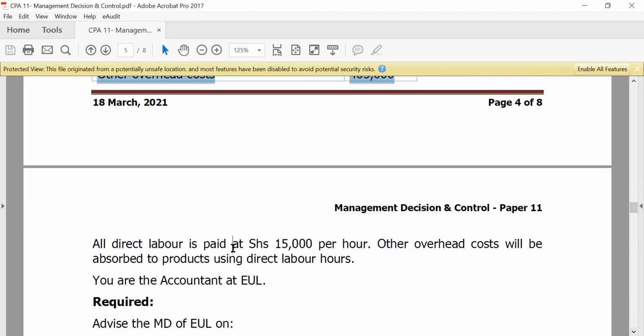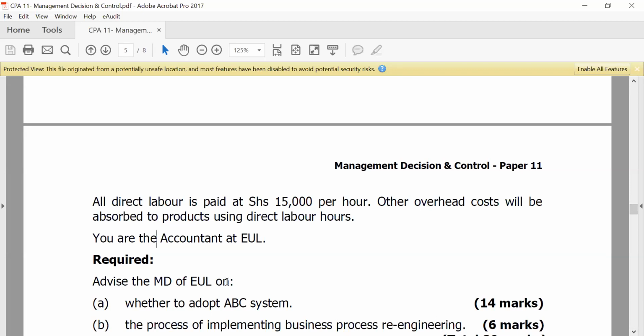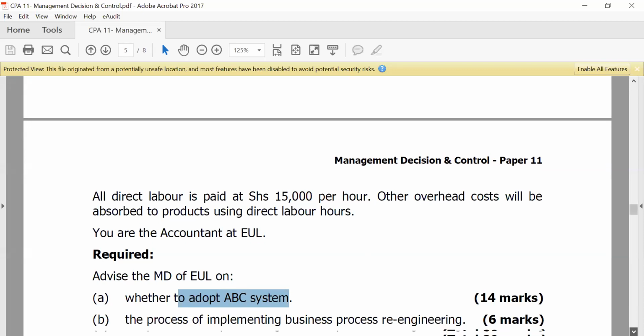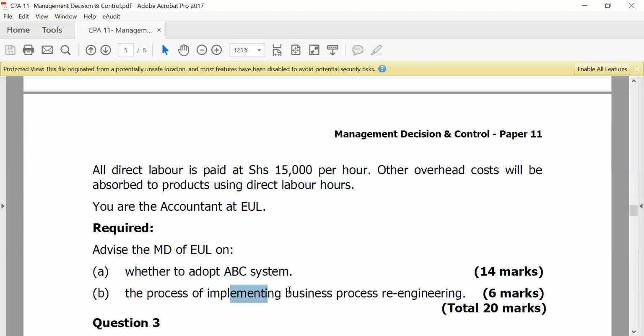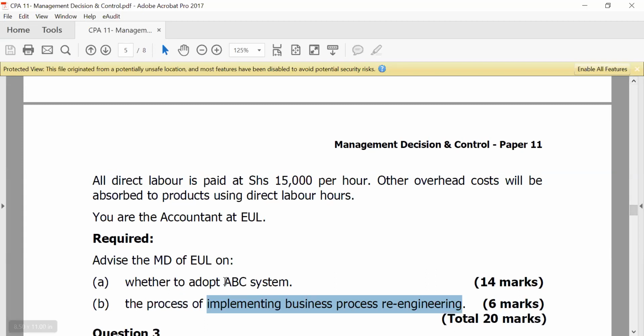Moving down, they tell us that all direct labor hours are paid at 15,000 per hour. Overhead costs will be absorbed into products using direct labor hours. They're telling us you're the accountant at EUL, and you are required to advise the MD of EUL on whether they should adopt the ABC system. They also want you to explain the process of implementing business process re-engineering.